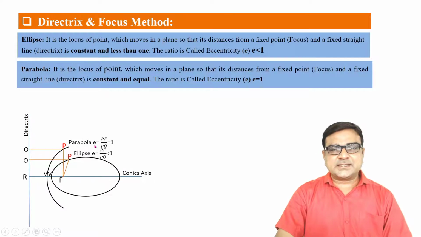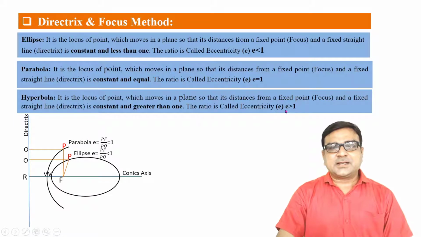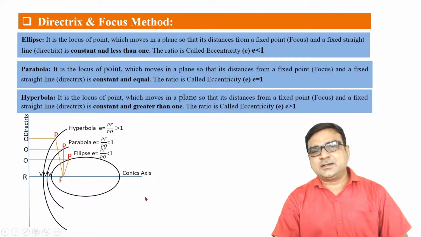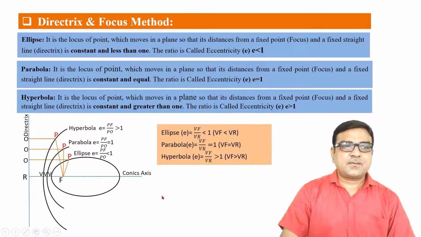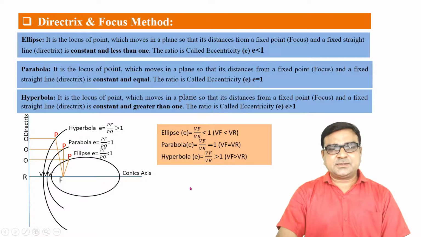The value of e, the eccentricity, is always 1 for the parabola, and for the hyperbola this ratio is always greater than 1. Here for this hyperbola, VF by RV is always greater than 1. So the focus to vertex distance is always greater than the vertex to directrix distance. For this particular P, PF divided by PO is always greater than 1. So you have to remember the eccentricity for these three curves.